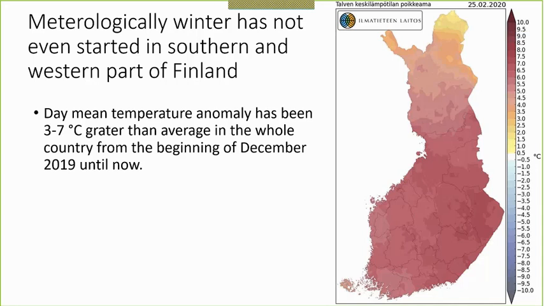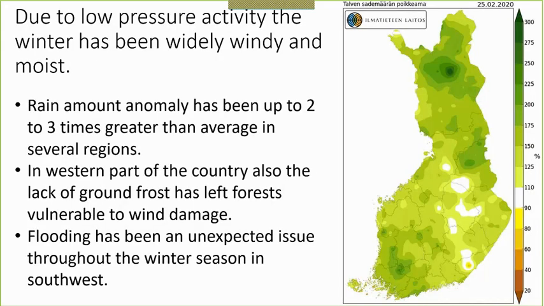So all in all, the daily mean temperature anomaly has been 3 to 7 degrees greater than average in the whole country. So it's been really warm throughout the winter time from the beginning of December. And due to the low pressure activity, I already mentioned that it's been really windy and moist. It has been all around Europe, especially in the western and northern parts, but here in Finland, the rain amount anomaly has been up to 2 to 3 times greater than average in several regions.